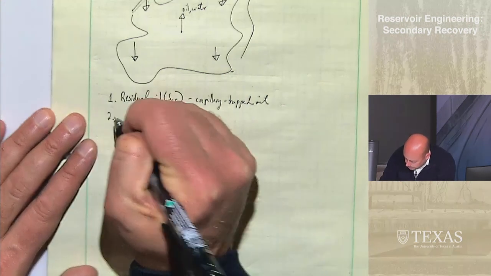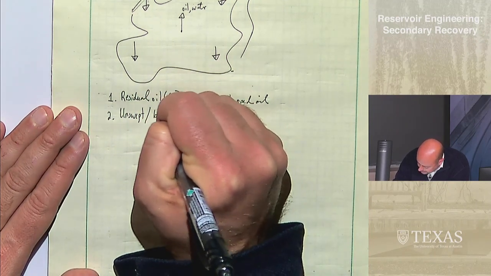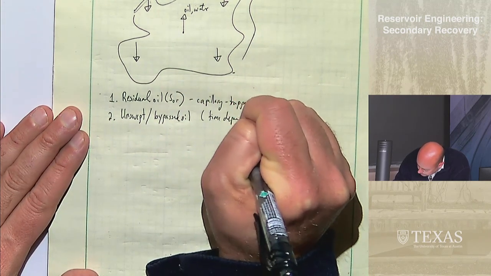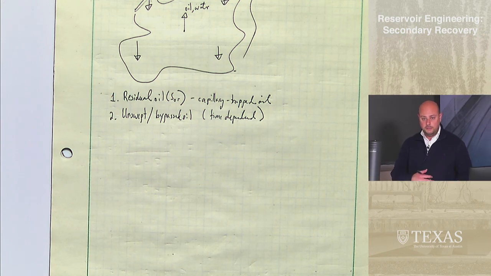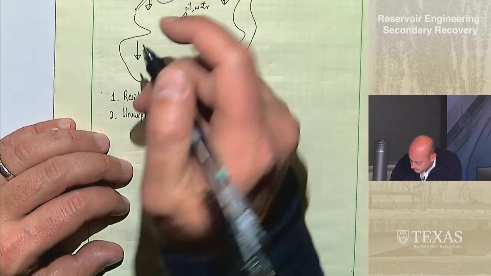The other kind I'm going to refer to is unswept or bypassed oil. And that's time dependent. That's due to an unfavorable mobility ratio. We talked about what mobility is. It's the relative permeability divided by the viscosity of the phase. And so the mobility ratio is the ratio of those. And so if you have a poor mobility ratio, an example would be if you have a heavy oil, a very viscous oil, and a low viscosity water fluid, then what you get is what's called viscous fingering or bypass. That's one example.